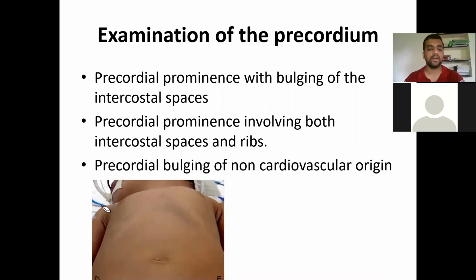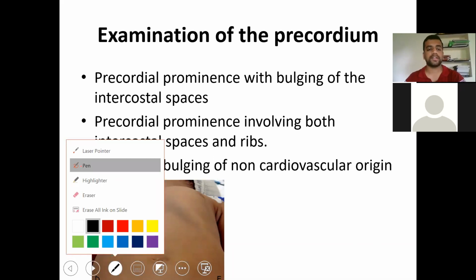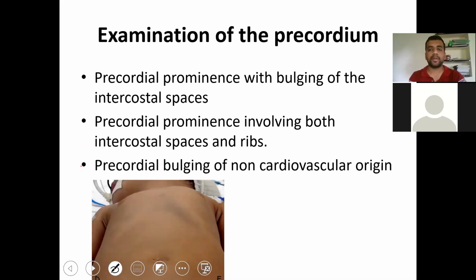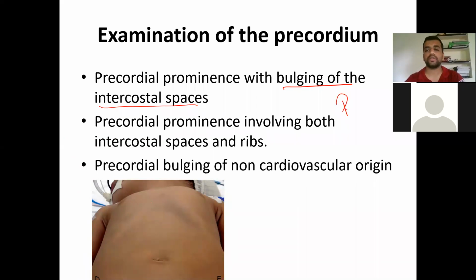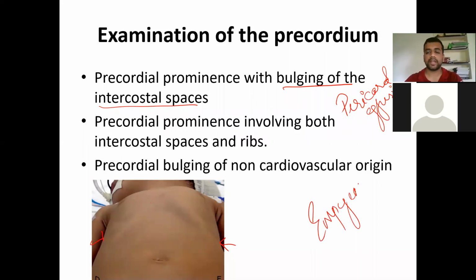You can either do it by standing in front of the patient, if he is on the window side, or you have to put a beam of light with which you are going to observe. Prominent bulging of the intercostal spaces over the precordial area is usually due to pericardial effusion. If it is at other places, somewhere farther here, it could be due to empyema.